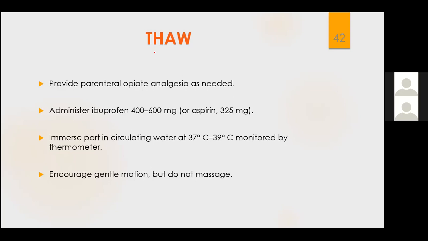We thaw the patient by immersing the injured body part into circulating water at 37 to 39 degrees centigrade, monitored by a thermometer. We should also encourage the patient to make gentle movements, but as I said earlier, we should not do any massage.